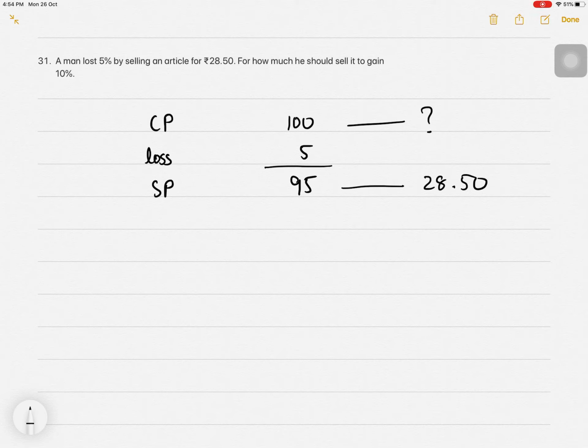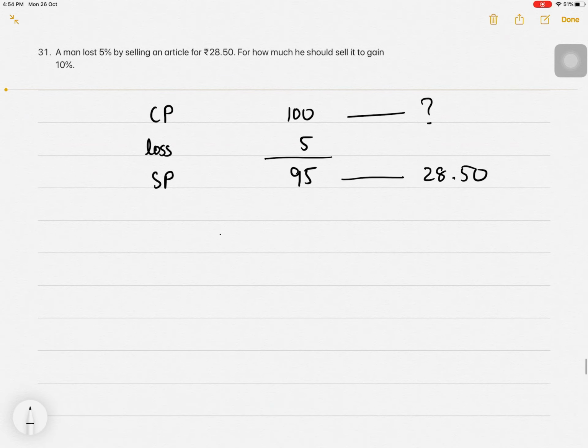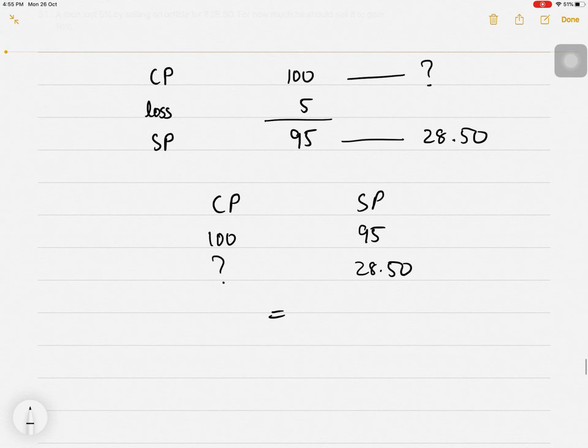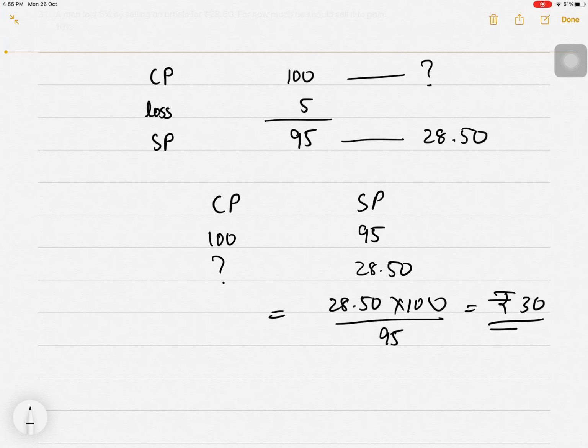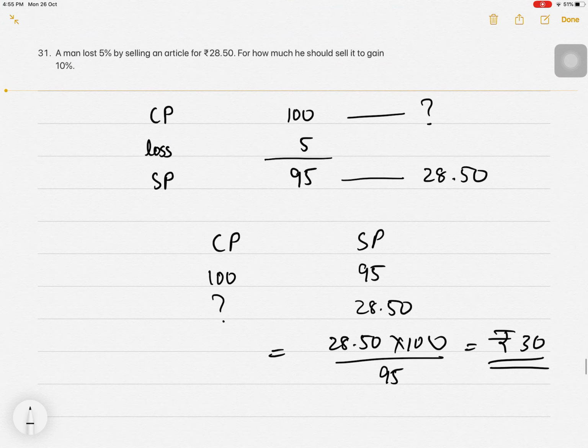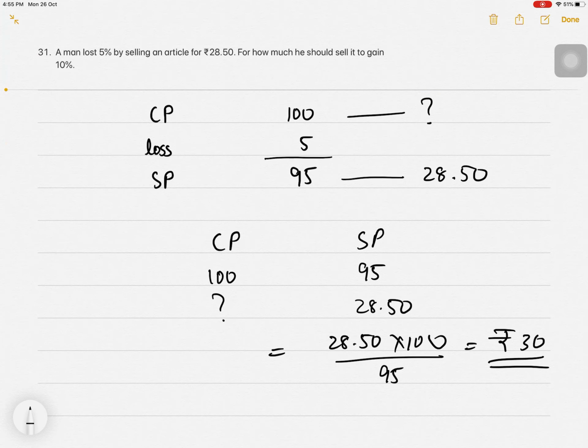Right? I'll just write here. Cost price, selling price. When cost price is 100, selling price is 95. If selling price is 28.50, how much is the cost price? So 28.50 multiplied by 100 divided by 95, it comes to rupees 30. So cost price comes to 30.